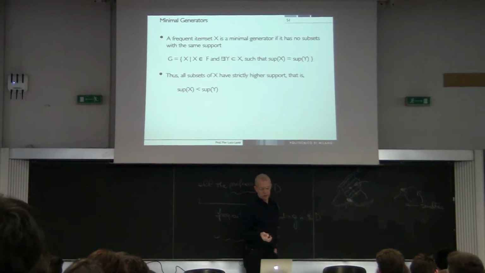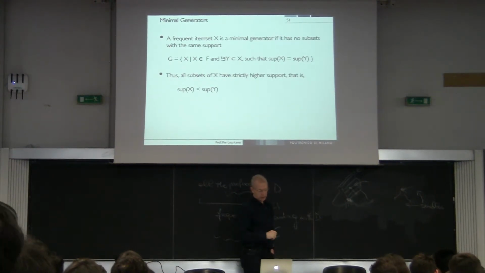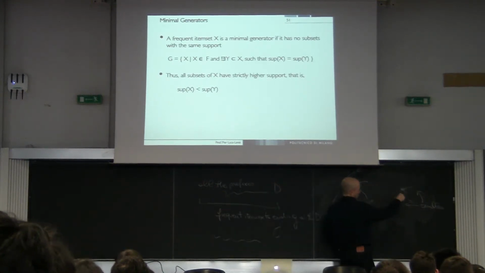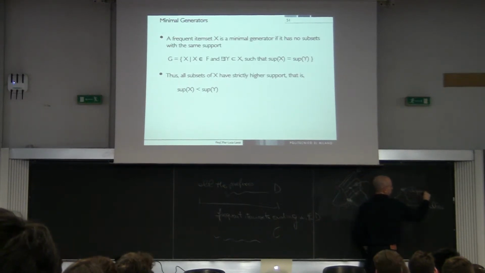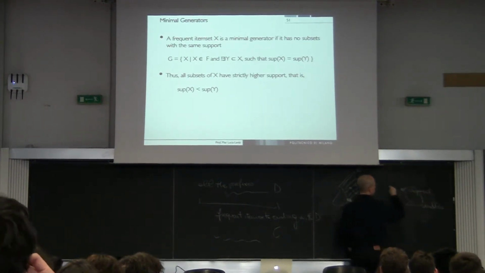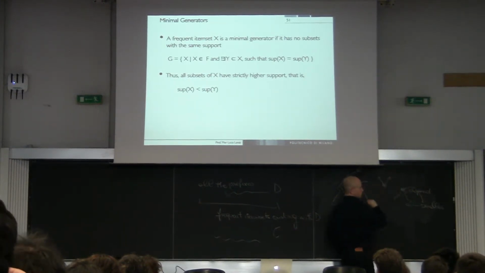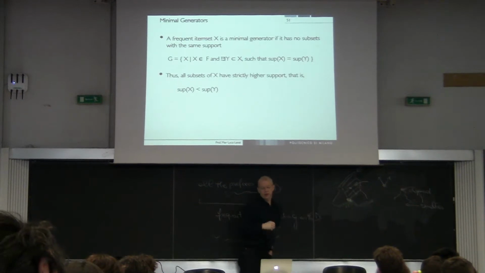And then you have the minimal generator. This is the closed one. These are the closed ones. The minimal generator says that everything that goes up is strictly higher.